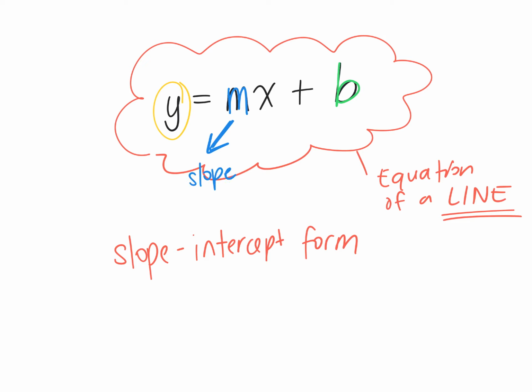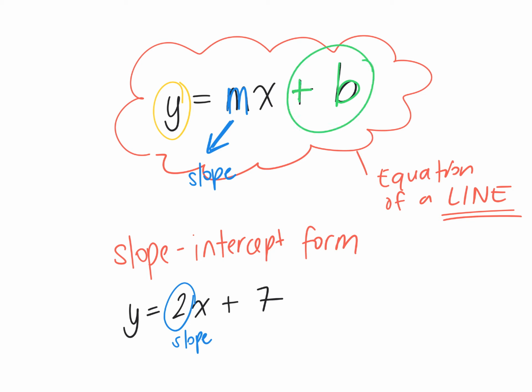You can be given the equation. If I give you the equation y equals 2x plus 7, the number in front of x will always represent the slope, and the plus b, the number that's by itself, in this case 7, represents the y-intercept. Okay, do you guys remember this from grade 9?